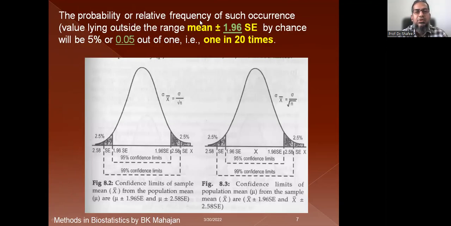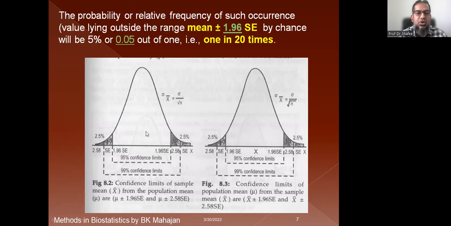The probability or relative frequency of a mean lying outside the range of mean plus or minus 1.96 standard error of mean is by chance. Here we have the population mean, and the sample mean is distributed around the population mean up to this limit. This is called the confidence limit. It is 1.96 on either side of the population mean. So here it will be population mean minus 1.96 standard error, and here population mean plus 1.96 standard error. So this is the confidence limit.